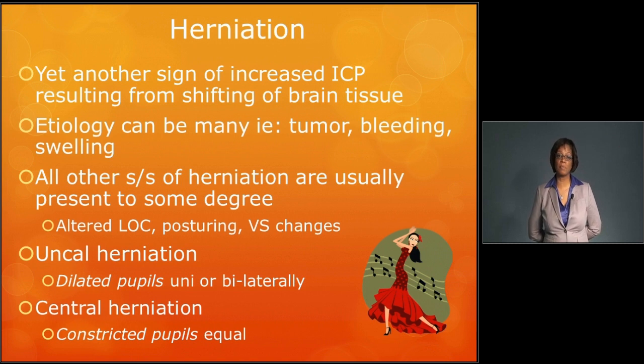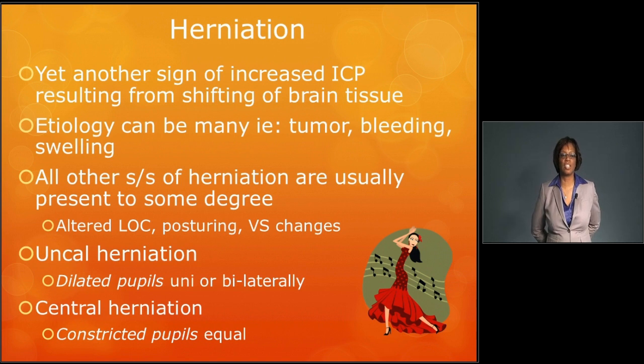All other signs and symptoms of herniation are usually present to some degree, and that would be altered level of consciousness, posturing, and vital sign changes, specifically Cushing's triad, which we'll touch on in a moment. But you have something called uncal herniation and then something called central herniation. There are other types of herniation, but these are the two common types that present in settings like the ED and that are commonly tested on this exam.